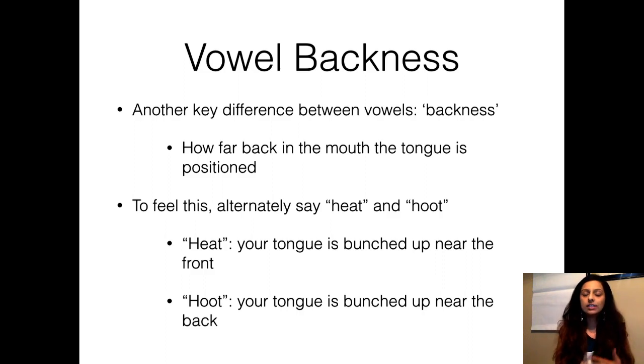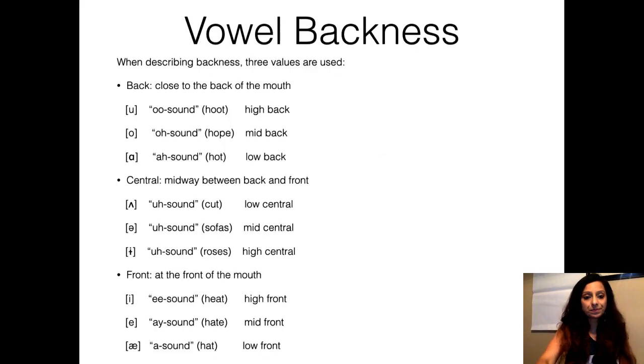So again, to get an intuitive feeling of vowel backness, let's produce heat and hoot. So when you say heat, your tongue is right in the front of your mouth. Your tongue is not in the back position of your mouth at all. Versus when you say hoot, you can feel that your tongue is actually curling into a back position in the mouth. So that's the difference between front of the mouth and back of the mouth with respect to the tongue.